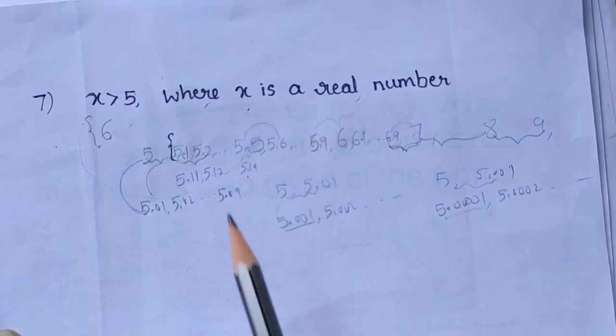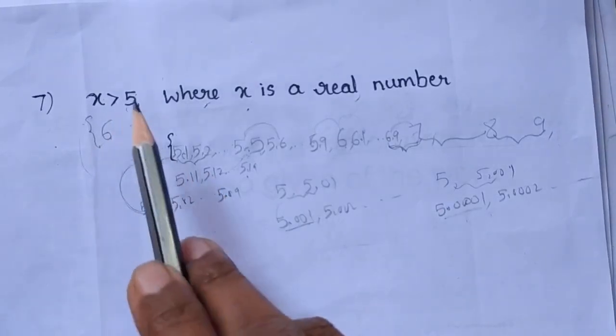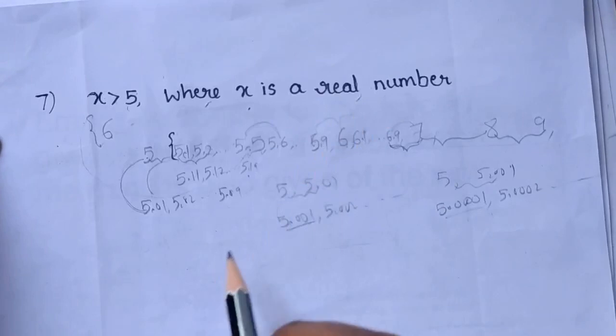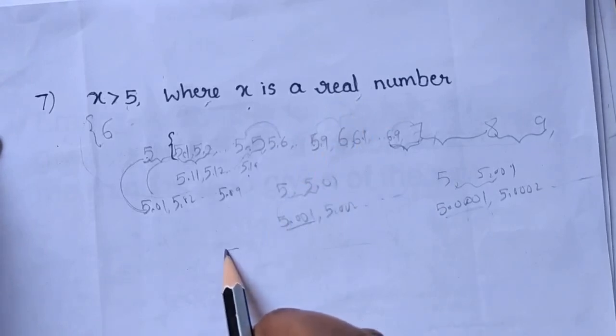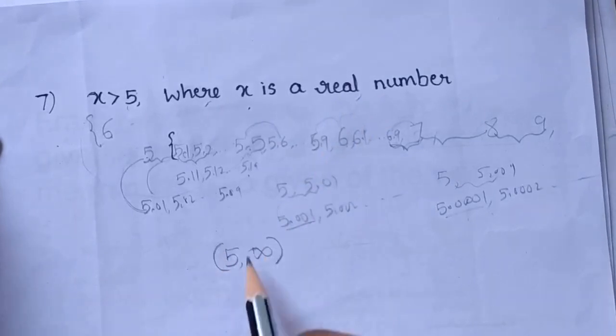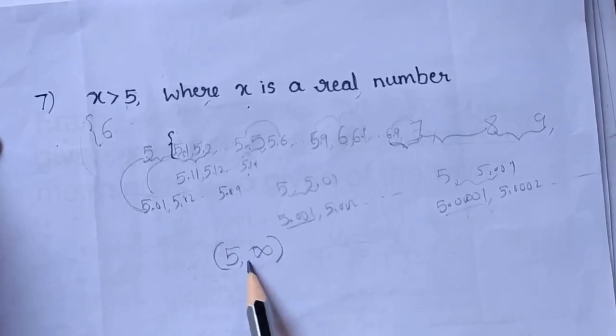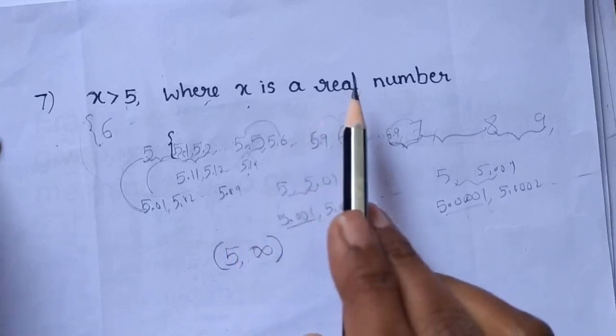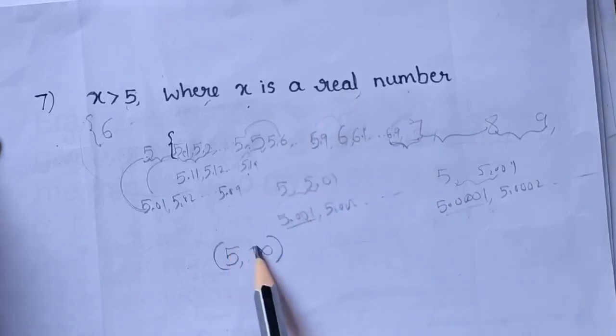The solution set for this inequality when x is a real number is the set of all real numbers which are greater than 5 up to infinity. We write this as an interval. We call this an interval. This is the set of all real numbers which are greater than 5 up to infinity.